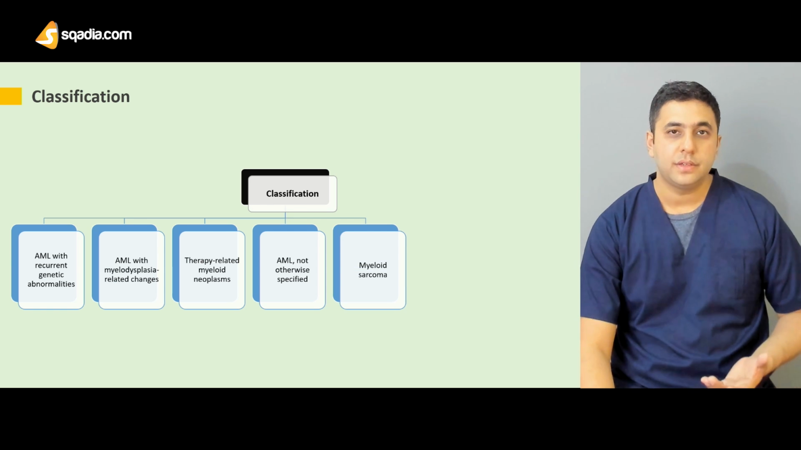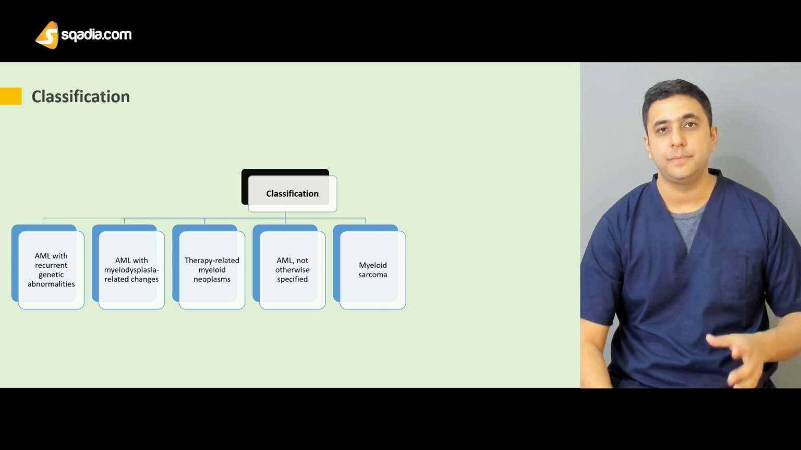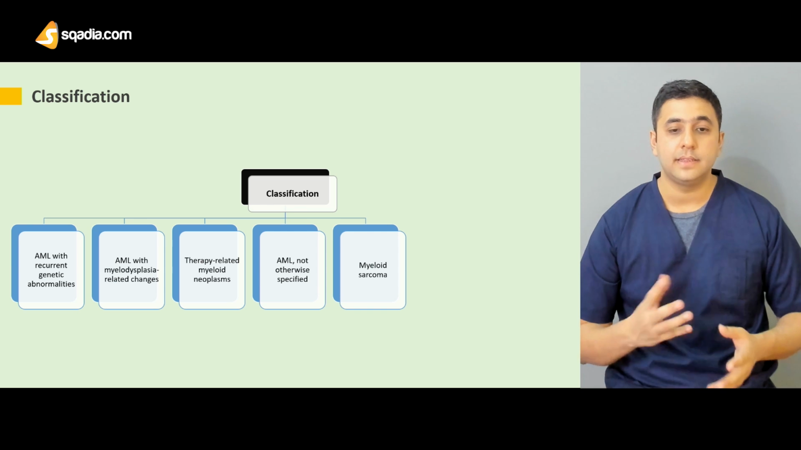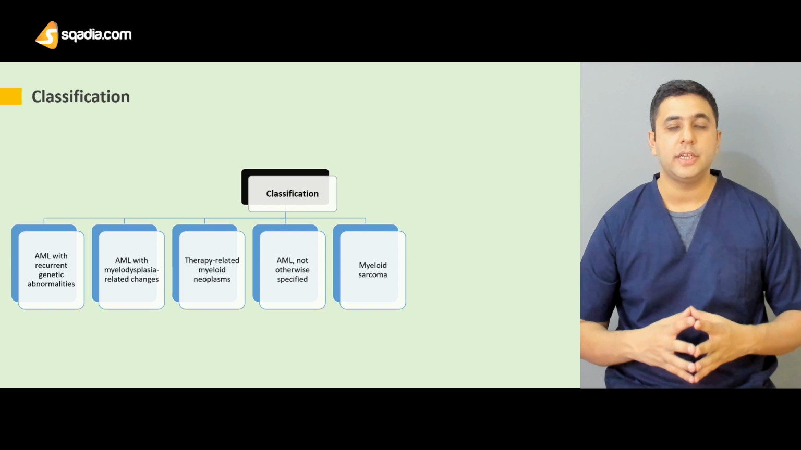Then we have a myeloid sarcoma. This can arise as a mass, a small smooth muscle mass, that's why it's called a sarcoma. And this is important because if we have a confined mass, then we can use irradiation to treat that rather than chemotherapy.